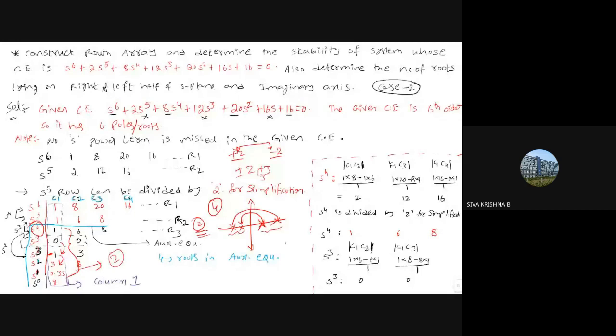So how many poles have we completed in total now? In total 4 are completed. So the 4 in the auxiliary equation are completed. How many are still left? 2 poles are left, those are s power 5 and s power 6. Are those below the auxiliary equation or above? Above the auxiliary equation. That means those are not under the auxiliary roots.